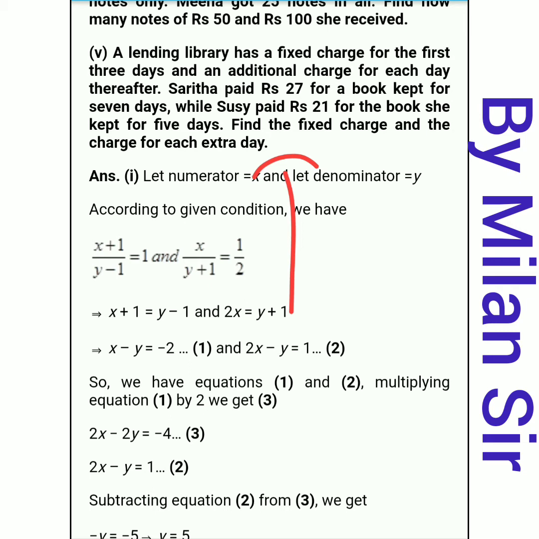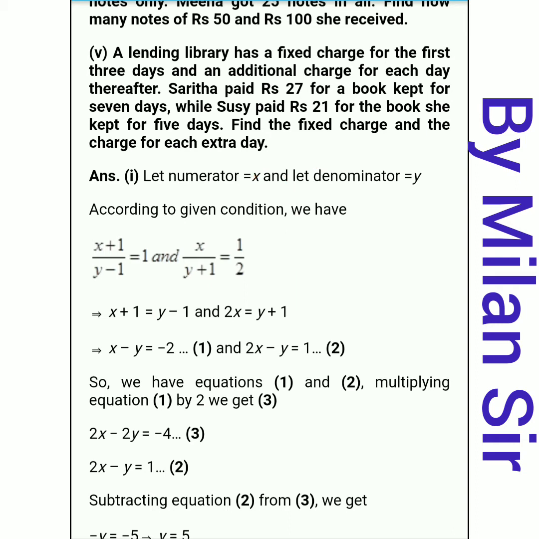Sarita paid rupees 27 for a book kept for 7 days, while Sushi paid rupees 21 for the book she kept for 5 days. Find the fixed charge and the charge for each extra day.